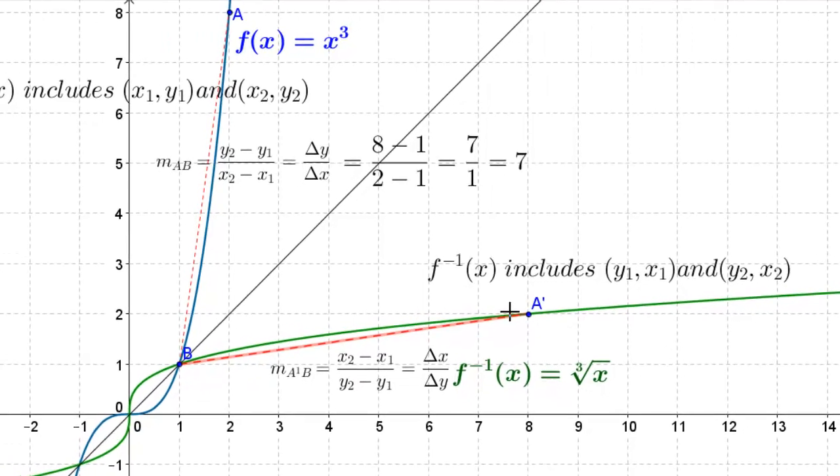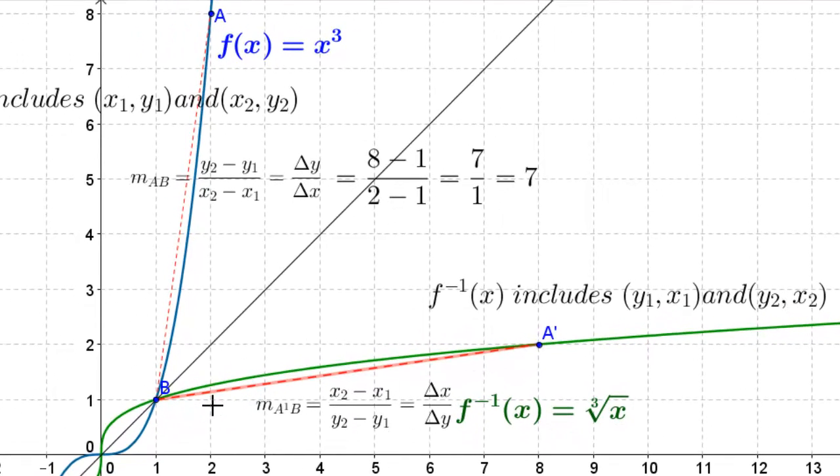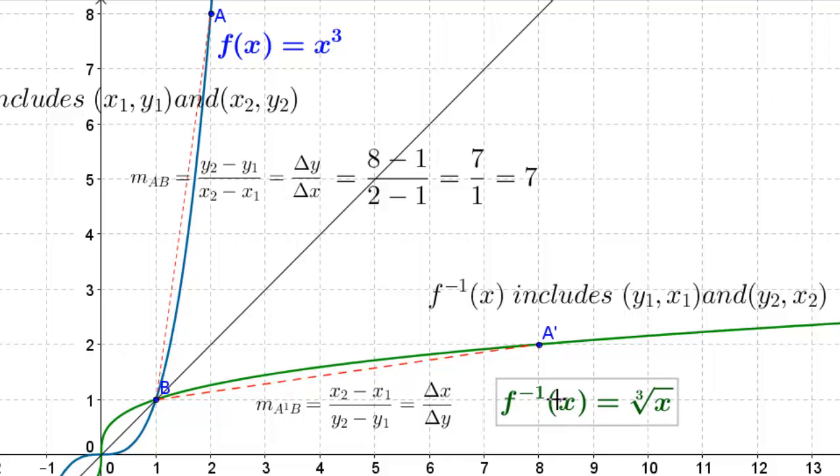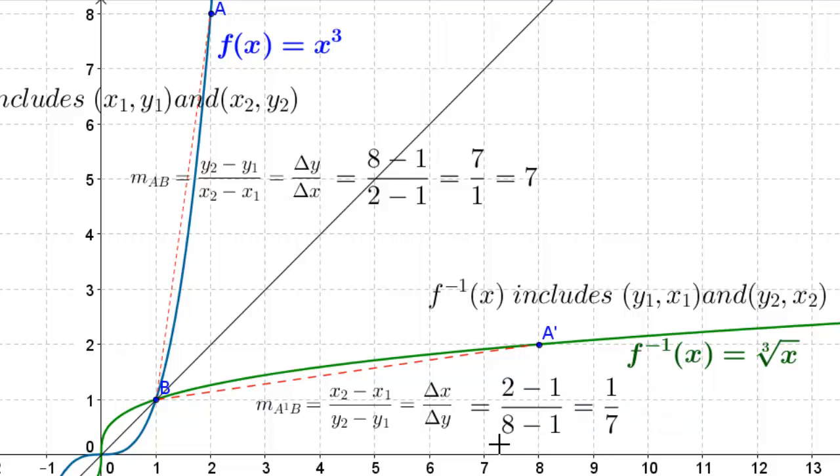If I try to find the slope of this segment from A prime to B, it's going to be, if we use these same points, x2 minus x1 over y2 minus y1. In other words, the delta x and the delta y switch places. And so, the slope of this secant line, which is the secant line on the inverse function, is equal to 2 minus 1 over 8 minus 1. It's equal to 1/7.